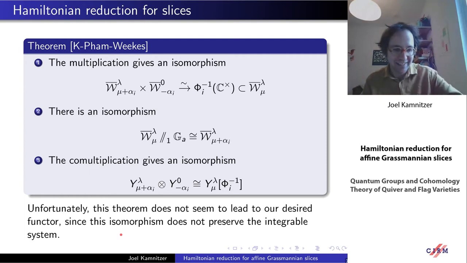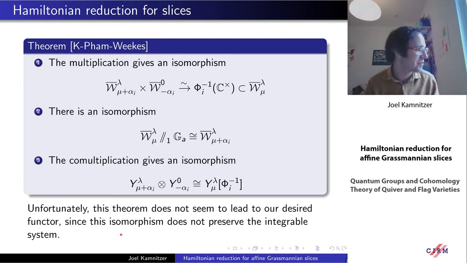Now after David's talk this morning, I was thinking maybe we can modify it using this Drinfeld co-product idea. So maybe there's still some hope. But anyway, the way we have it now, we don't seem to get our desired functor. But now, having explained that, I'm going to explain a different way in which we can actually produce our desired functor.